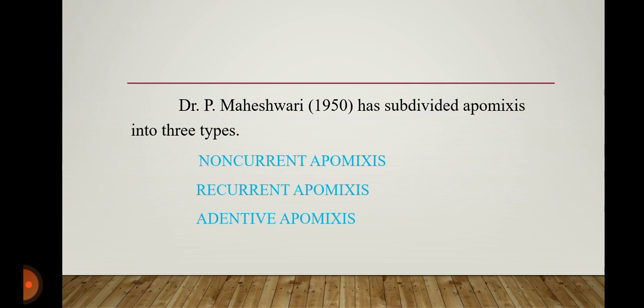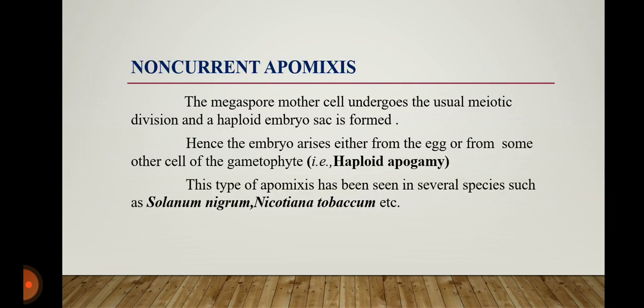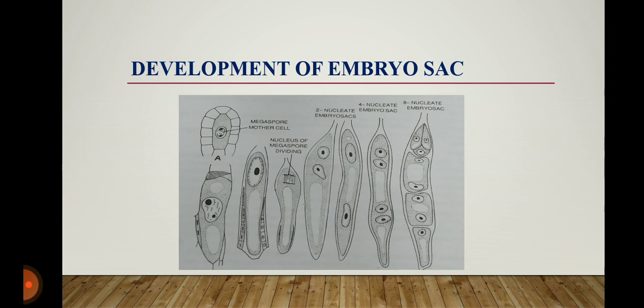Dr. P. Maheshwari in 1950 subdivided apomixis into three types. They are non-recurrent apomixis, recurrent apomixis, and adventive apomixis. Non-recurrent apomixis. The megaspore mother cell undergoes the usual meiotic division and a haploid embryo sac is formed. Hence, the embryo arises either from the egg or from some other cell of the gametophyte. This is haploid apogamy. This type of apomixis has been seen in several species such as Solanum nigrum, Nicotiana tabacum, etc.